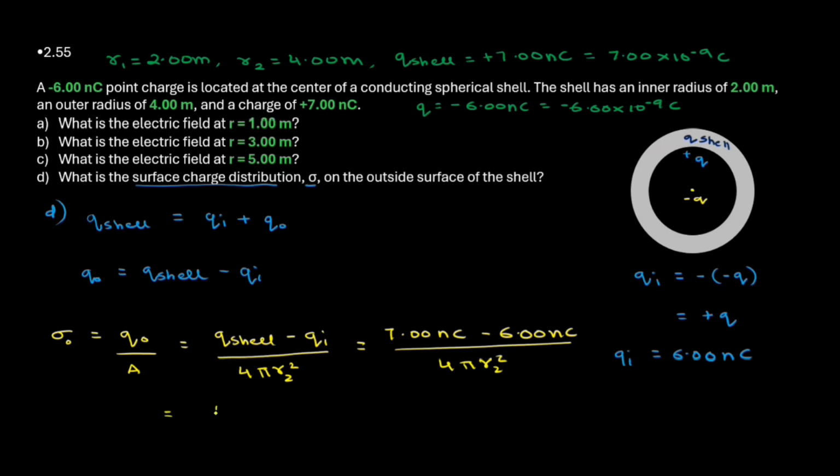That gives me 1 nanocoulomb over 4 pi r2 squared. So 1 nanocoulomb is 1 times 10 to the power negative 9 over 4 pi times 4 squared. And when you solve this, you get the surface charge distribution to be equal to 4.97 times 10 to the power negative 12 coulomb per meter squared.